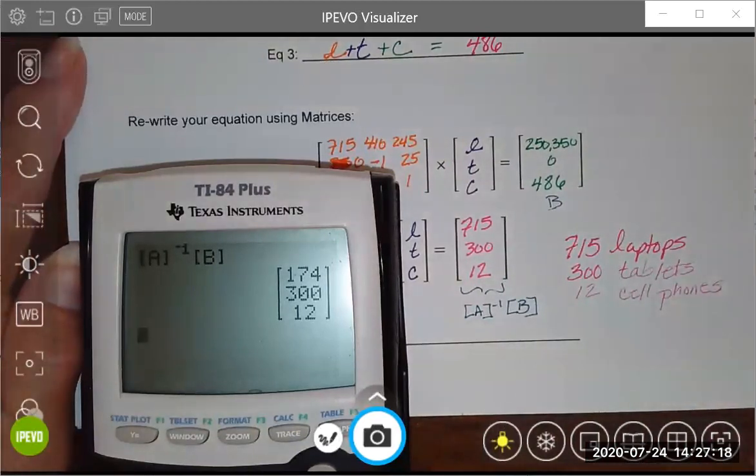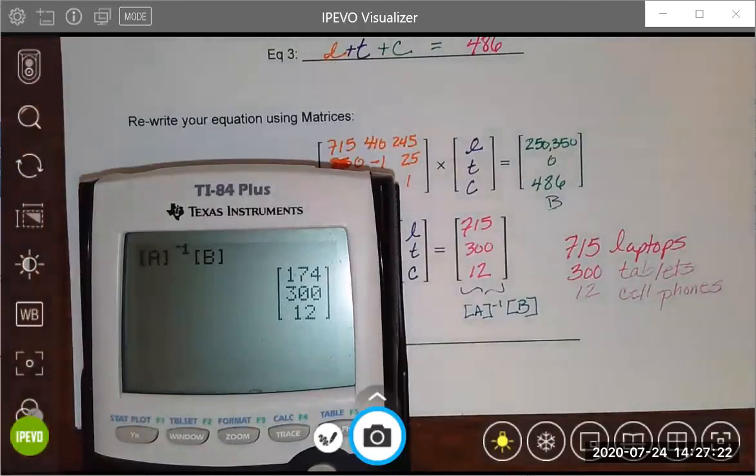That's it, folks. That's how we can use matrices to make our lives infinitely easier when solving systems of equations.